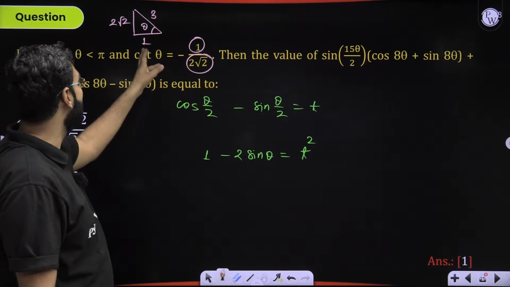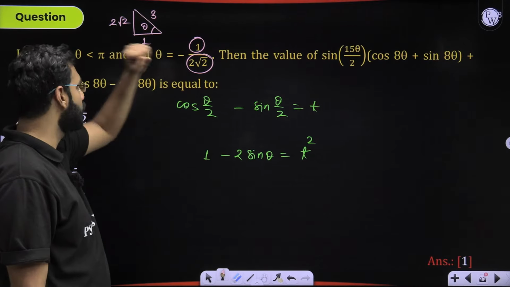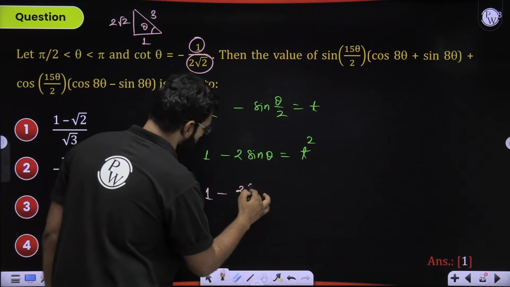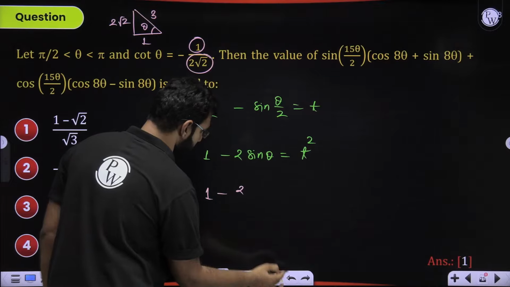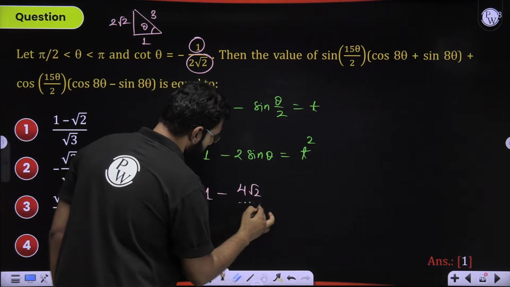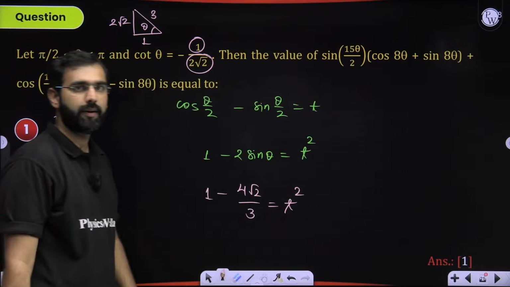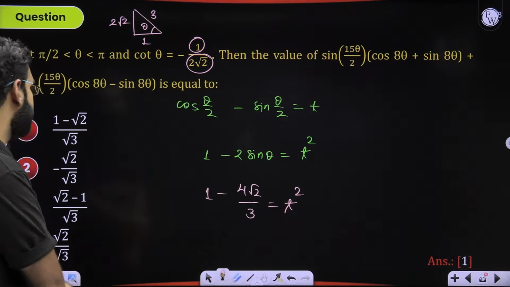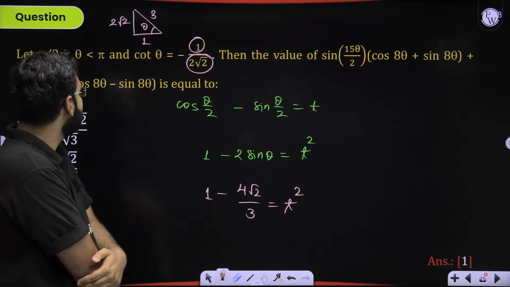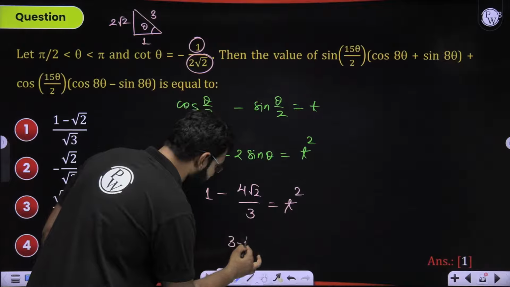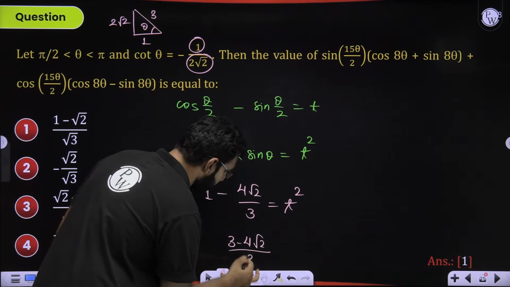So with that, sin theta will be what? Sin theta will be 2 root 2 by 3. So it should be 1 minus 2 into 2 root 2 by 3, that is 4 root 2 by 3. That's the value of t square. Are you all there? Paying attention to this, all the participants. Now, when you try and simplify this, what is it? 3 minus 4 root 2 by 3. Am I writing it correctly?